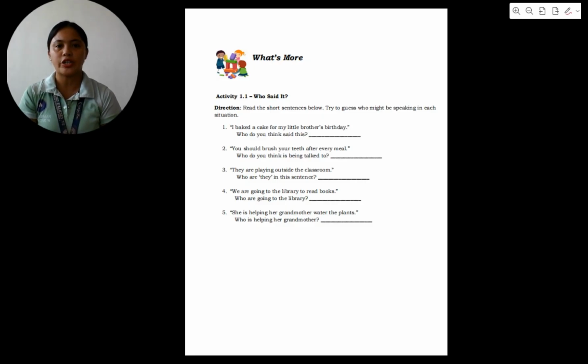To check the learners' mastery and understanding of the lesson, let them answer the additional activities from the What's More section and ask the learners to read each short sentence or passage and identify the point of view used. Guide them through predicting, questioning, clarifying, and summarizing.